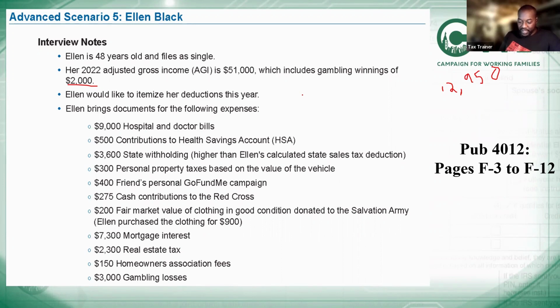51,000 times 7.5% equals 3,825. Excuse my poor mouse writing. I had $9,000 in hospital bills, but I have to subtract out my floor. I have to start above any expenses I have above 7.5% of my income. My 7.5% of my income is 3,825. Am I making sense? Yeah.